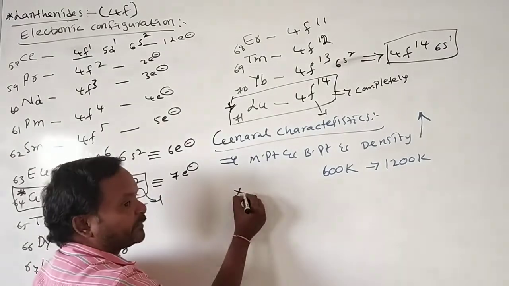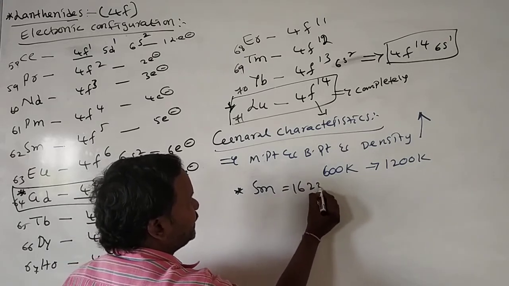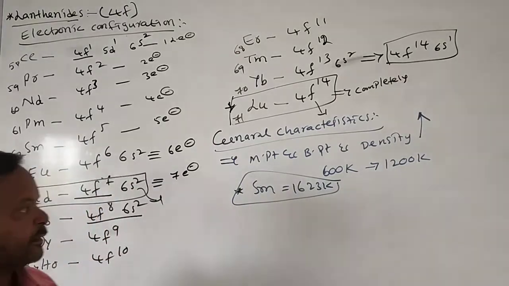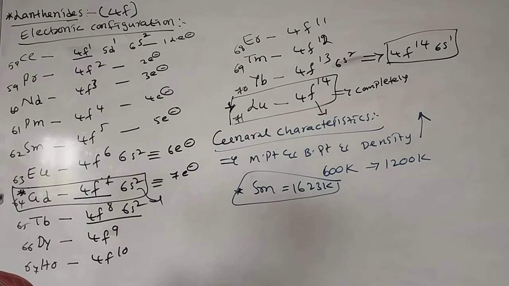But one specific example is samarium. It exhibits a 1623 Kelvin boiling point. This is one exceptional case.